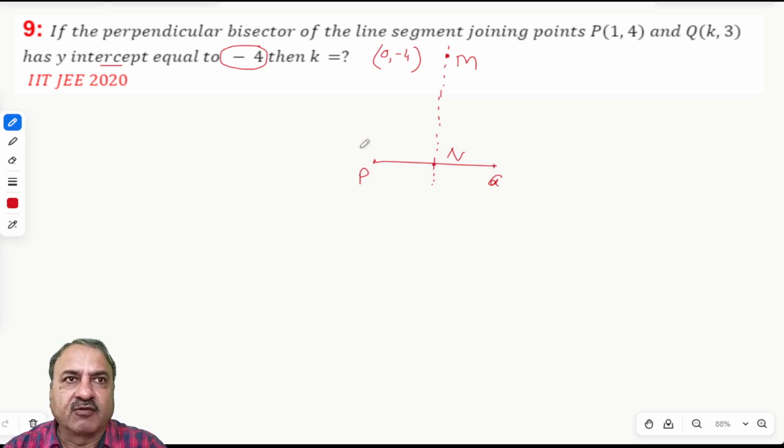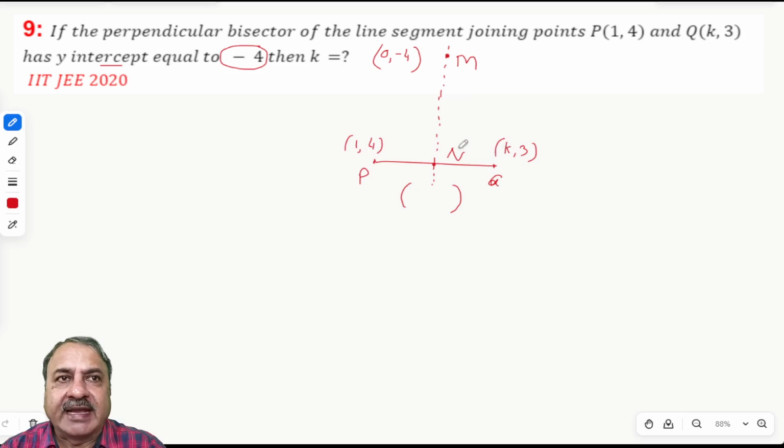P is (1, 4) and Q is (k, 3). Now, we will use the midpoint formula. The x coordinate would be (k plus 1) by 2. We have to find the average of the x coordinates, and the y coordinate of the midpoint would be 4 plus 3, that is 7 by 2. So these are the coordinates of point N.